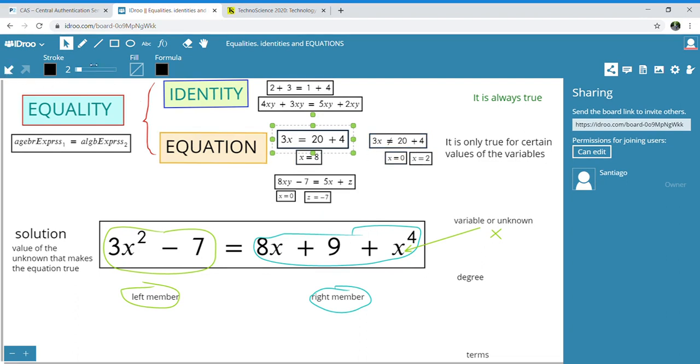And here we have another element, which is the term. Terms are all the monomials of the equation. So we say that this is a term. Terms are, for example, 3x squared, minus 7, 8x, 4x to the power of 4, or even 9. Normally we call x terms the terms that have x.